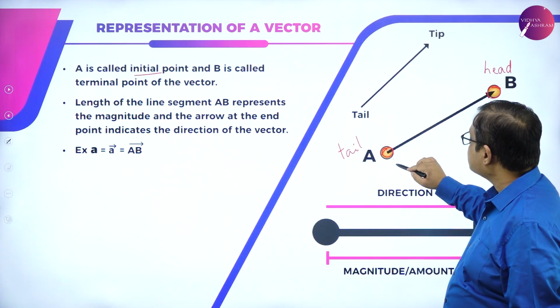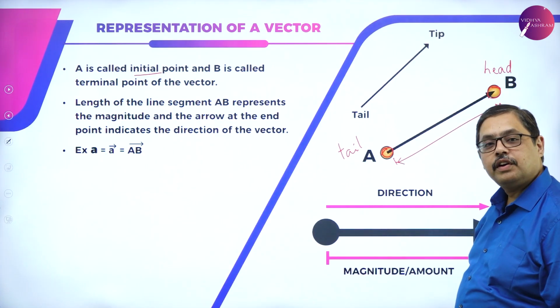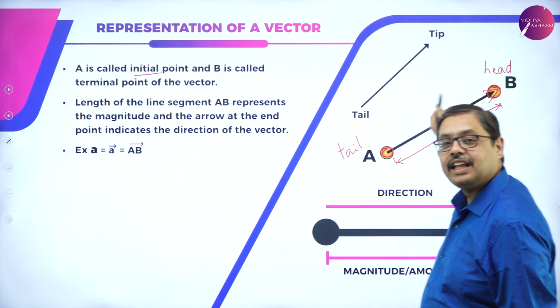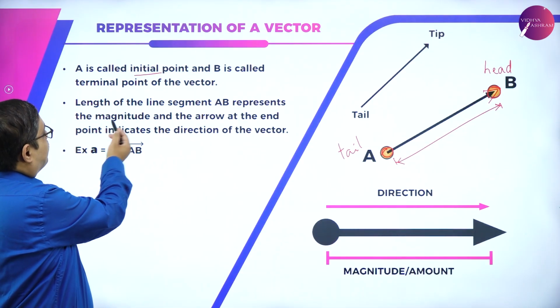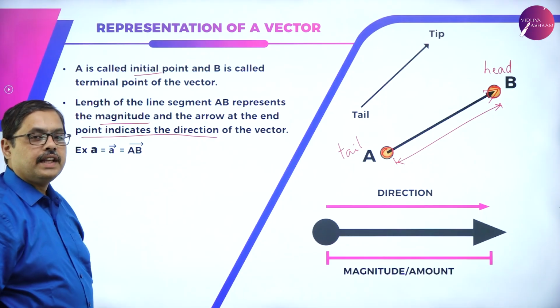The length of this line segment A to B represents the magnitude of the vector, and this arrowhead represents the direction in which this vector is acting. The length of the line segment represents magnitude, and the arrowhead indicates the direction of the vector.